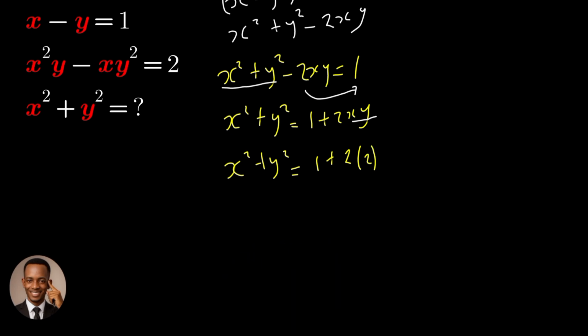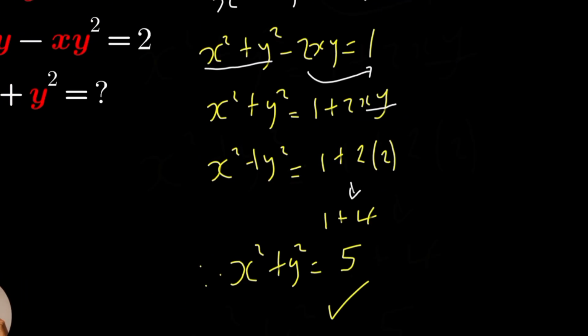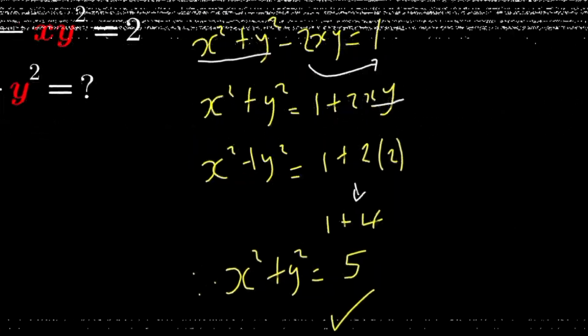Okay, now when we simplify this, we're going to have 1 plus 4, which will give us what? 5. Therefore, our final answer will be x squared plus y squared equals 5. Correct. As we can see, the equation is not hard. You just have to be smart and intelligent.